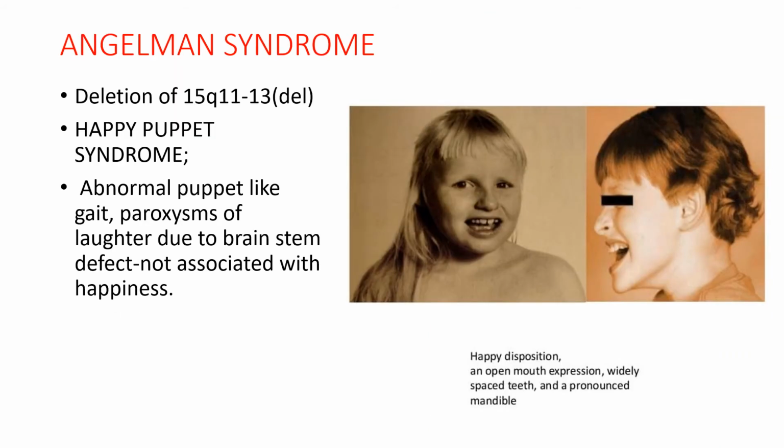Angelman syndrome. Here the deletion is the same as Prader-Willi syndrome. That is, there is deletion on the long arm of chromosome 15 at region 1 band 1 to region 1 band 3, similar to Prader-Willi syndrome. Here affected individuals present with abnormal puppet-like gait and paroxysms of laughter due to brainstem defect, not associated with happiness. Therefore, this syndrome is also known as happy puppet syndrome.